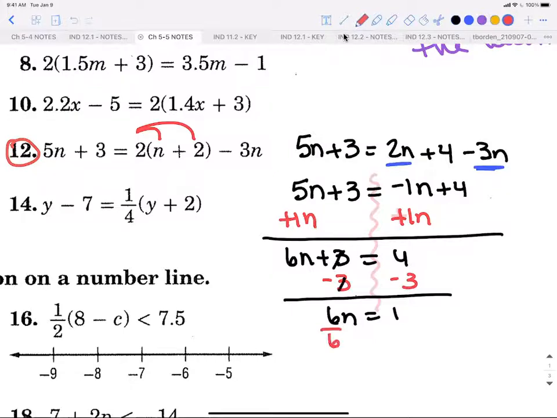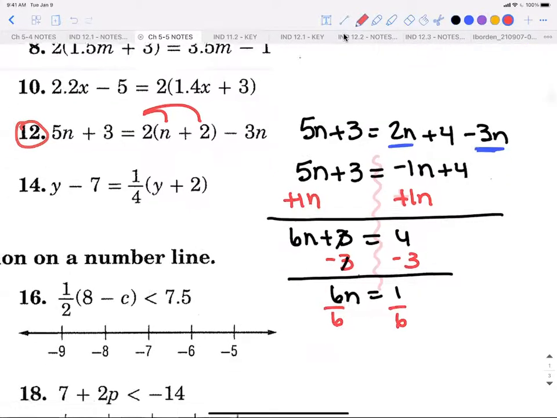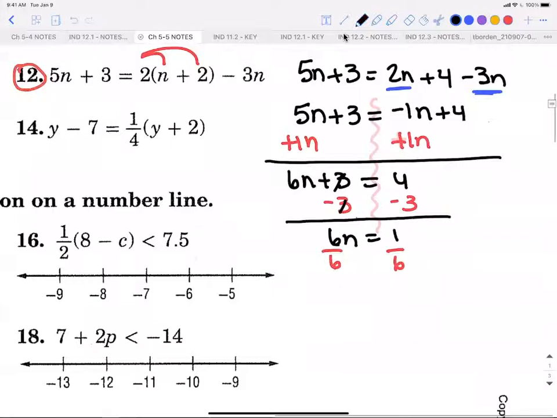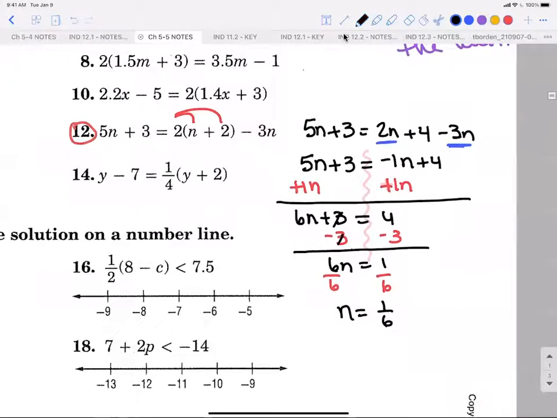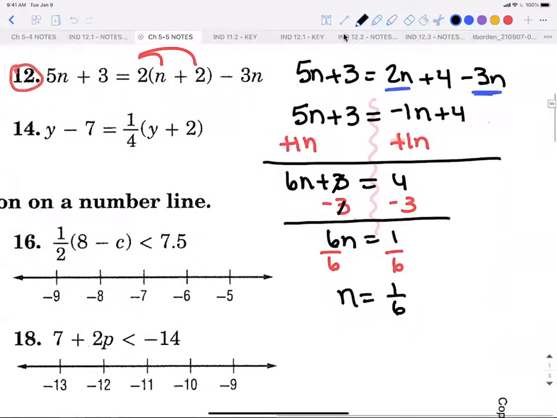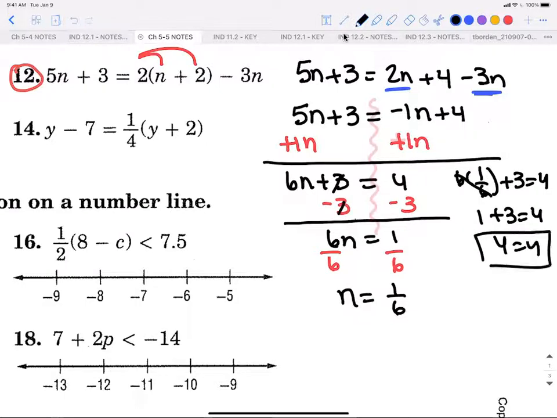When I divide by 6 and divide by 6, this looks really weird, but stick with it. It's the answer. N equals, what's my answer here? Can 1/6 be reduced? Yeah, you're right. It's just 1/6. And when you plug it back in, it's fine, right? If you go here to this 6n plus 3 equals 4 step, 6 times 1/6 plus 3 equals 4. What's 6 times 1/6? 1 plus 3 equals 4. Does 4 equal 4? So even the check works out.